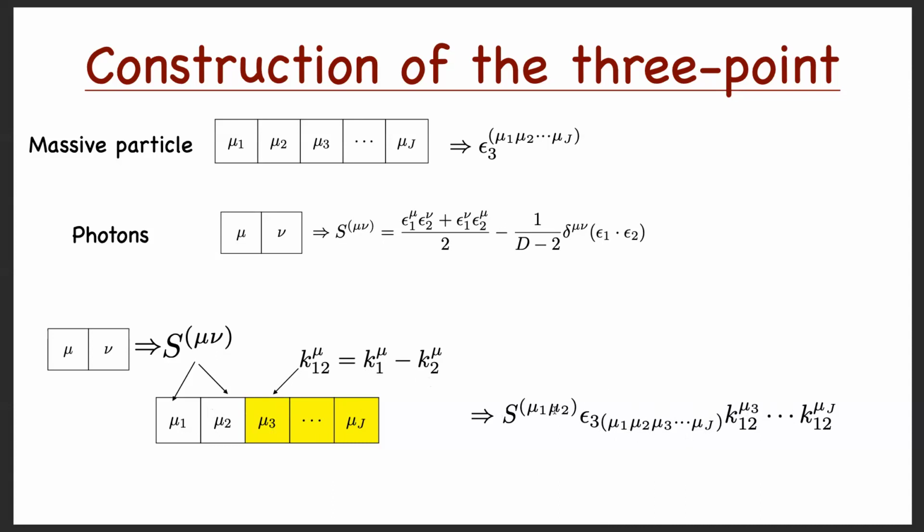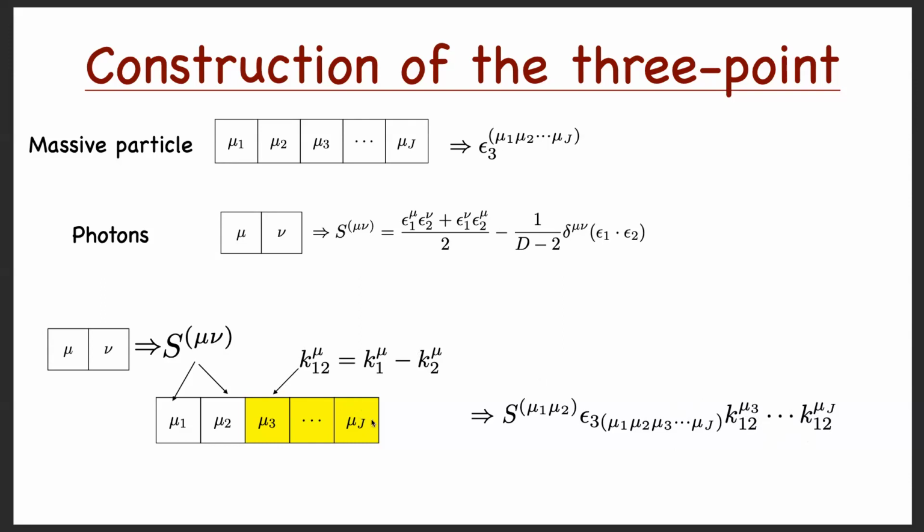So this is symmetric, which means if we just interchange 1 and 2, it will be even. But there are J minus 2 such K1 factors, and if I interchange 1 and 2, this K1 goes to minus K1. So for this to remain invariant under the exchange, I need J to be even. So this is the structure.